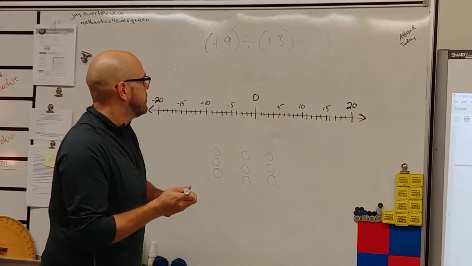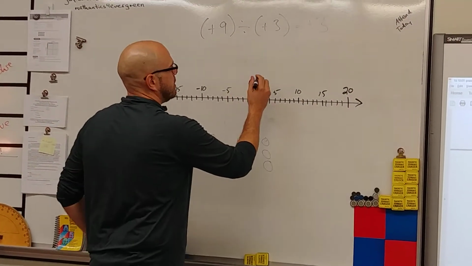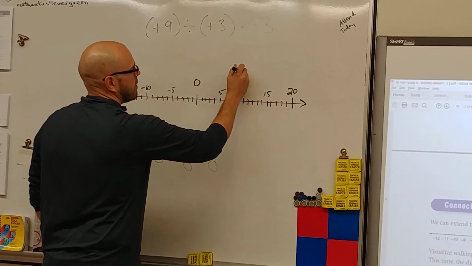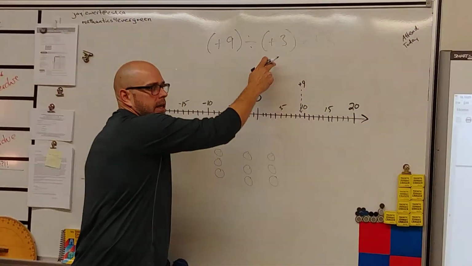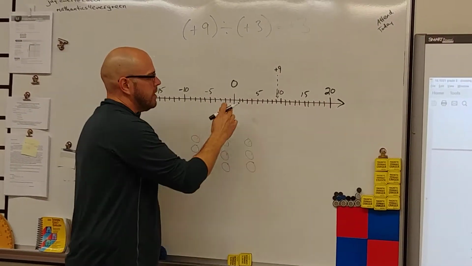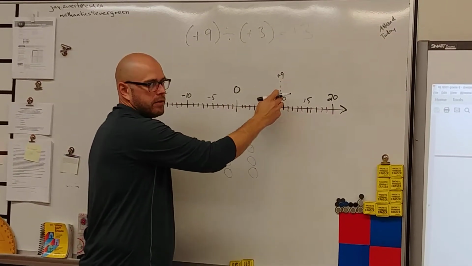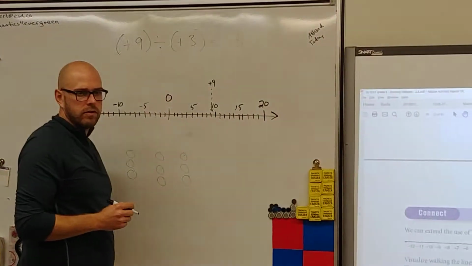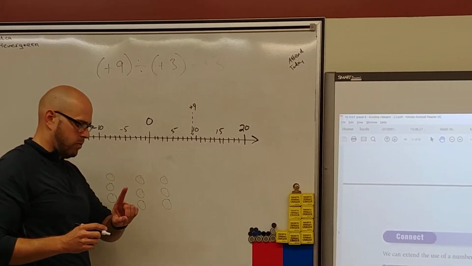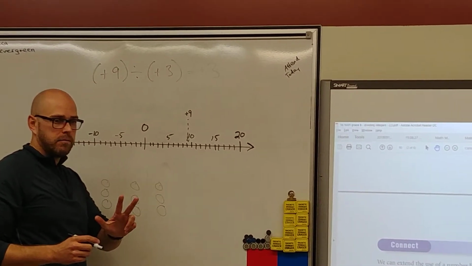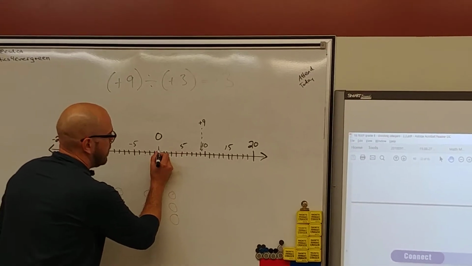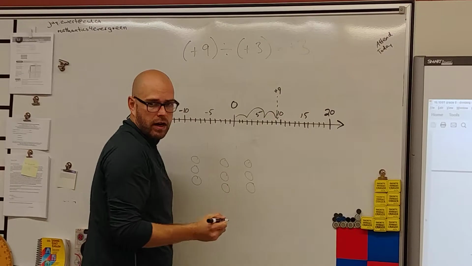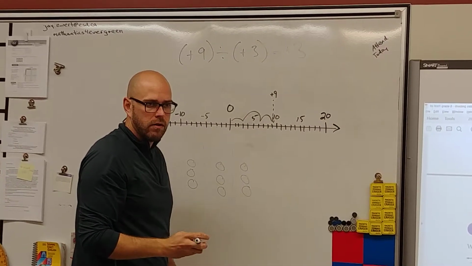So I should get to positive 3. But let's take a look. I'm going to go positive 9. I've got positive 9 starting right there. Dividing into 3 groups. So what I want to do is I want to take 3 hops to get to 9. How long should each hop be? So there's 3 hops. Show me your numbers. 1, 2. Seeing this? Okay. So I'm going to go 1, 2, 3. 1, 2, 3, 1, 2, 3. Was that 3 hops? How big was each hop?